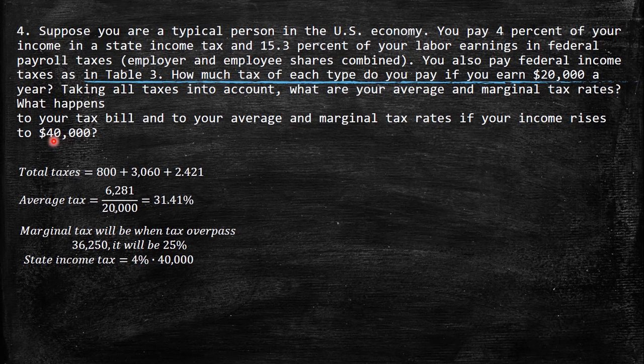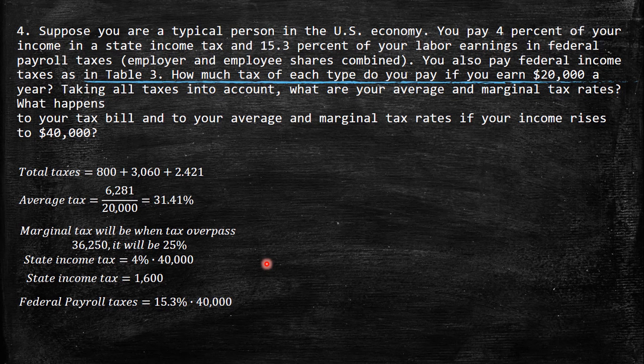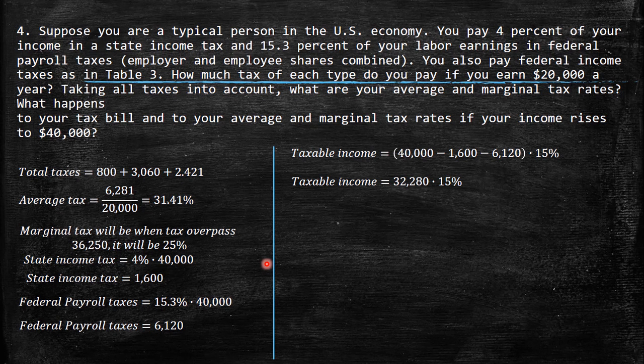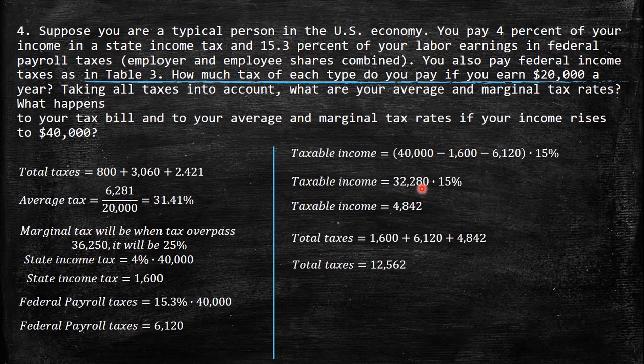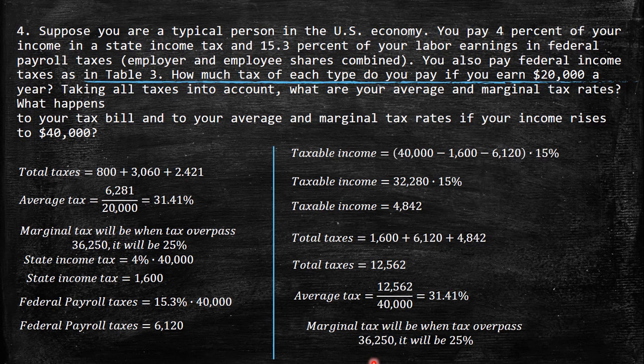So now when you have this for $40,000, you have a higher revenue. Then the state income tax is going to be this one, and the federal payroll tax is going to be this value, 6,120. Then the taxable income is again 15% of this value, and then it's going to be this one, and your total taxes are going to be 12,562. Then the average tax is going to remain the same, and if you overcome this value, it's going to be 25%.